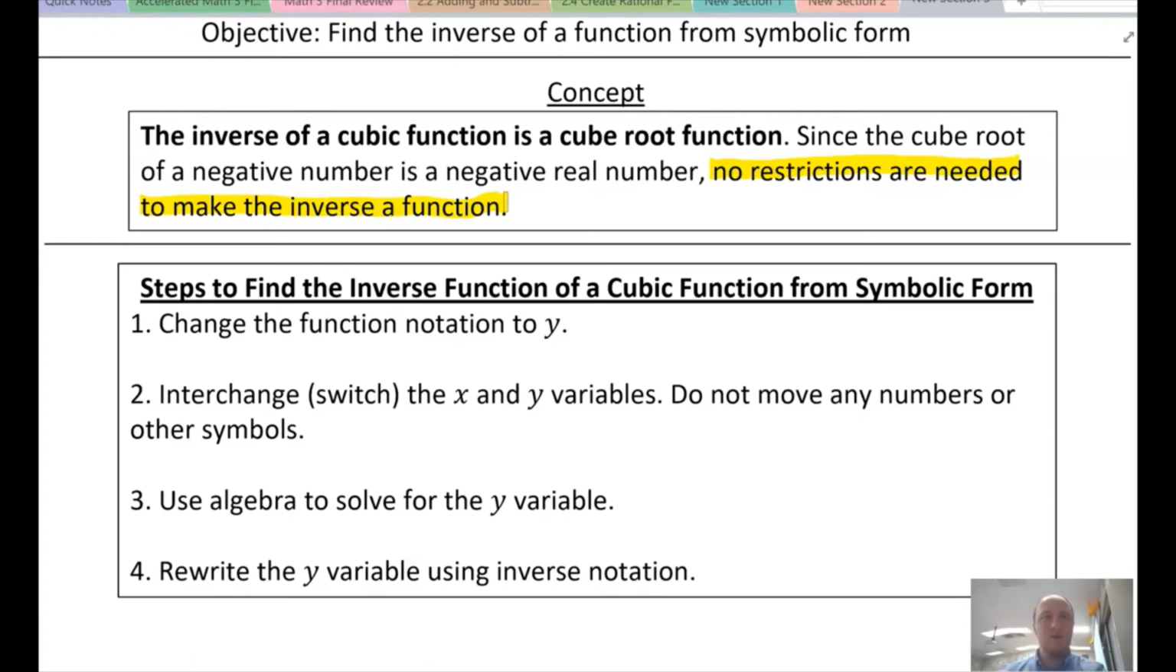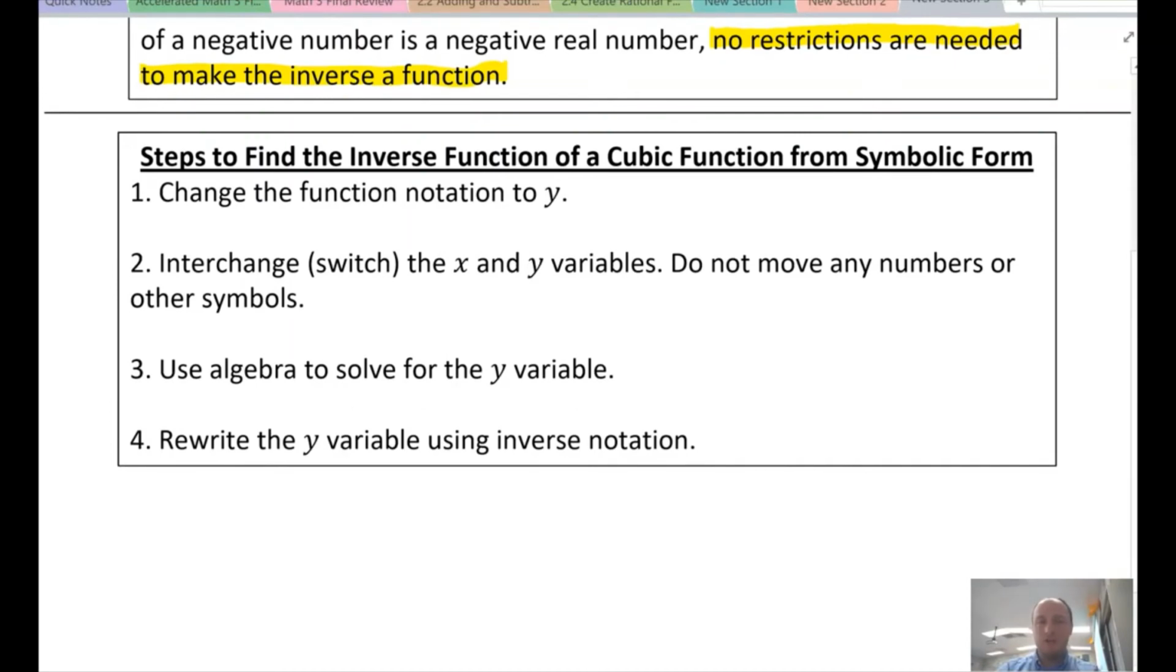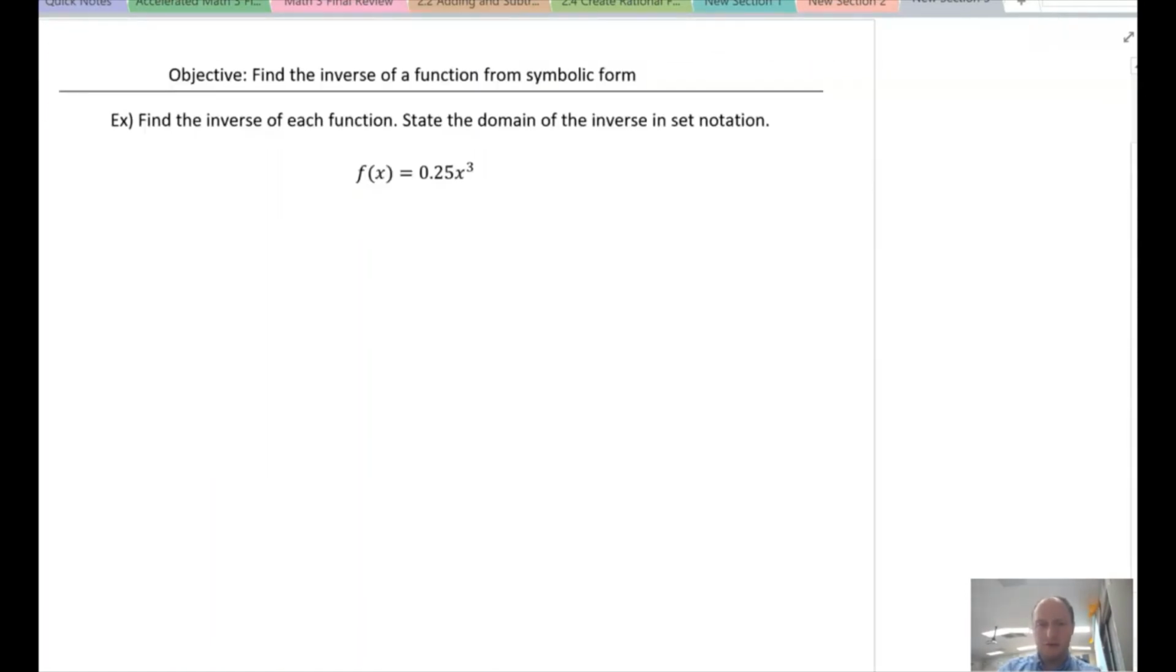Okay, just some other things of note here. Again, and I said this in the intro, a cubic function has an inverse, which is a cube root function. Okay, those are the inverse. So again, just to recap, what we're going to do, we're going to change our function notation to y. We'll switch our x's and y's. We'll solve with algebra, and we'll rewrite in function notation. Without further ado, here is our first example.